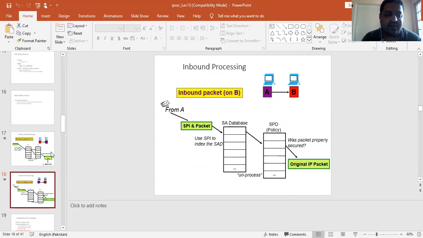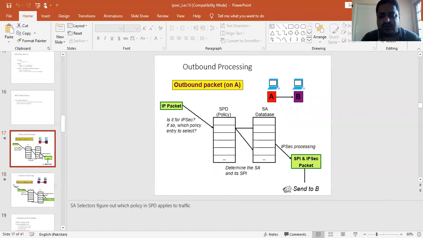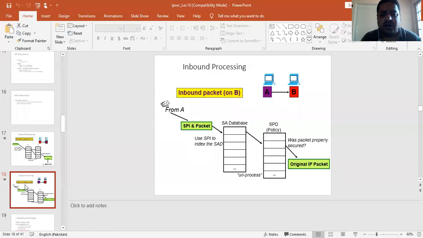So in this way, we have a different architecture for the outbound packet, and a different architecture for the inbound packet. If you have any questions up to now, then you can also ask.